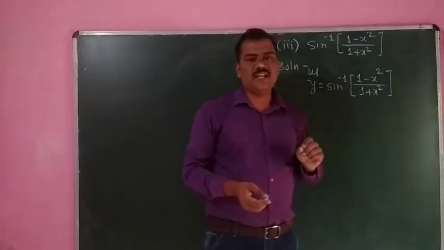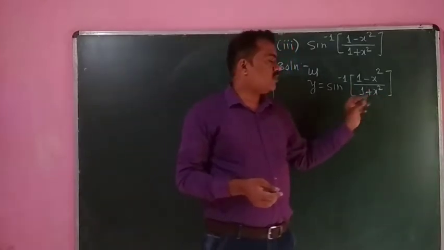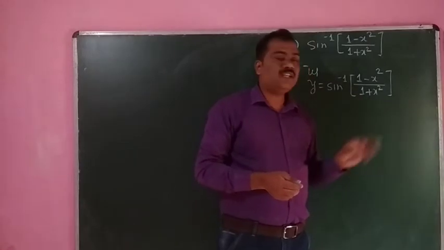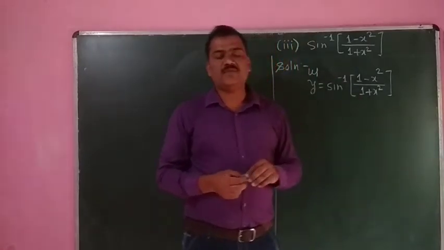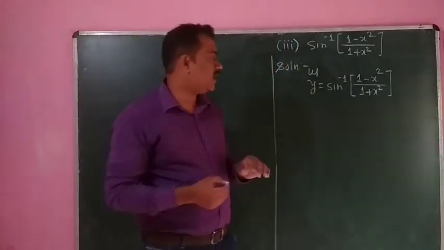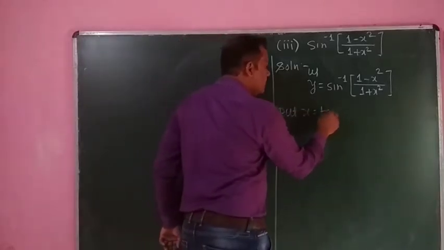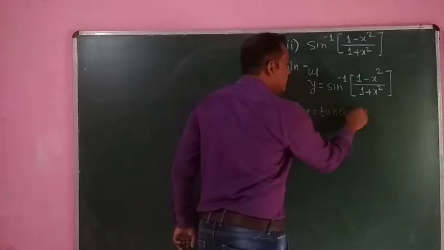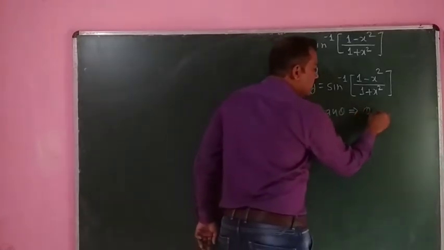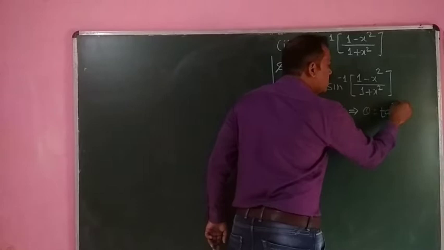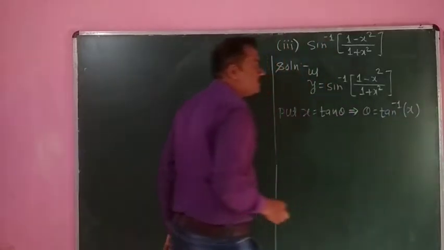Considering 1 minus x square divided by 1 plus x square, we observe the denominator 1 plus x square. If we replace x by a trigonometric function, which one is suitable? 1 plus sin square theta, no formula. 1 plus cos square theta, no formula. 1 plus tan square theta, yes, 1 plus tan square theta is equal to sec square theta. So we put x is equal to tan theta. This implies that theta is equal to tan inverse of x.